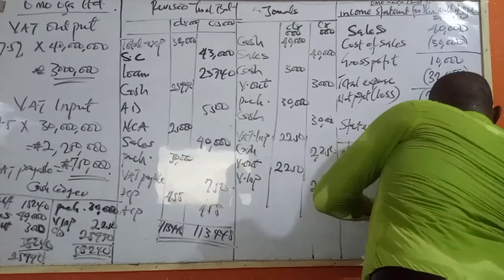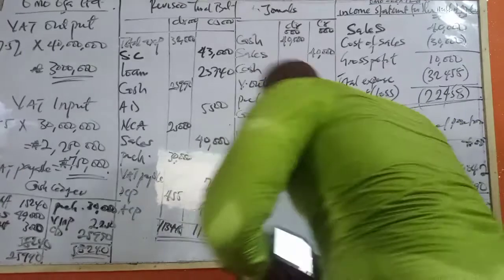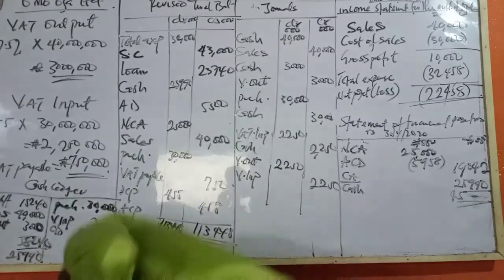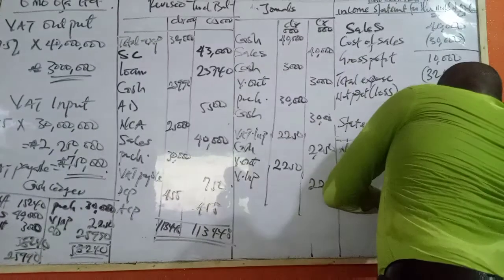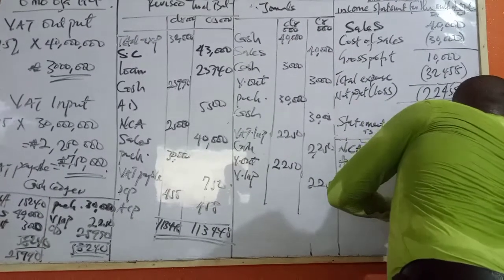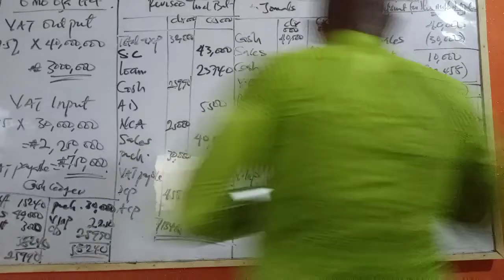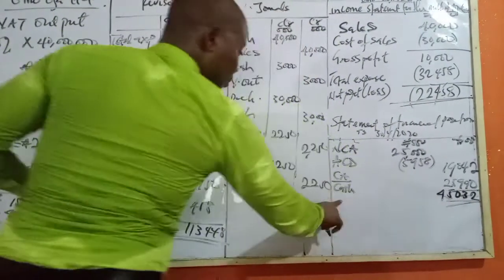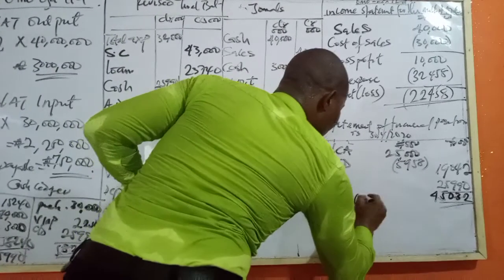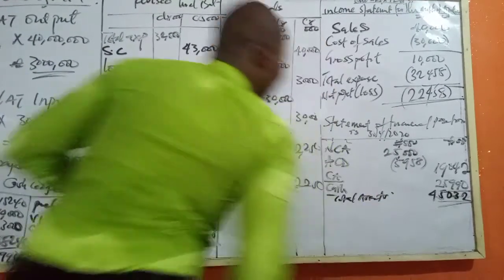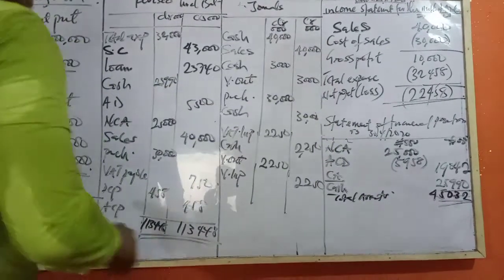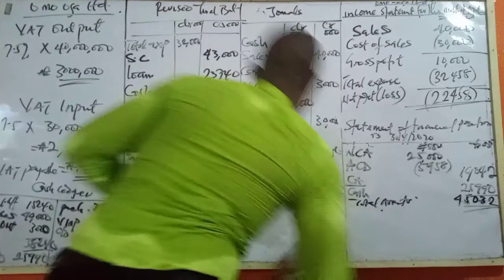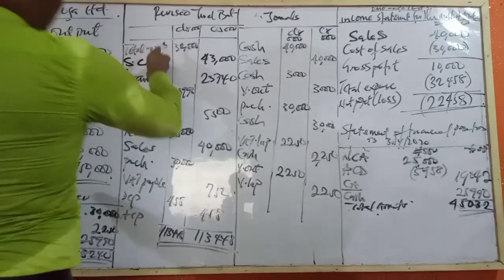So I have 45,032. Okay, so this is what, let's call it, total assets, right? And let's go on to our liability. Our liability there, what do you have? Let's see. What do you have there?